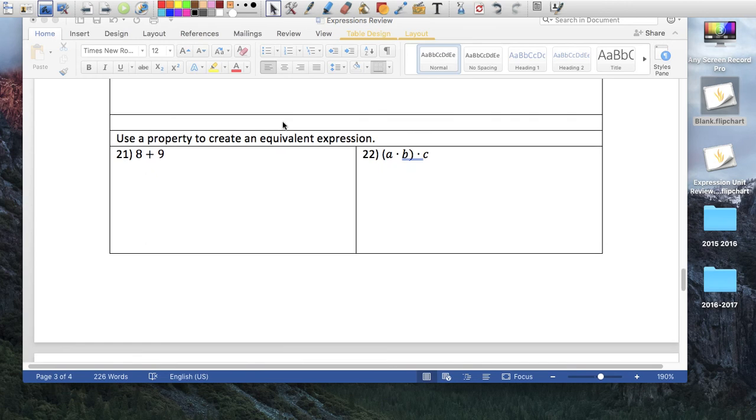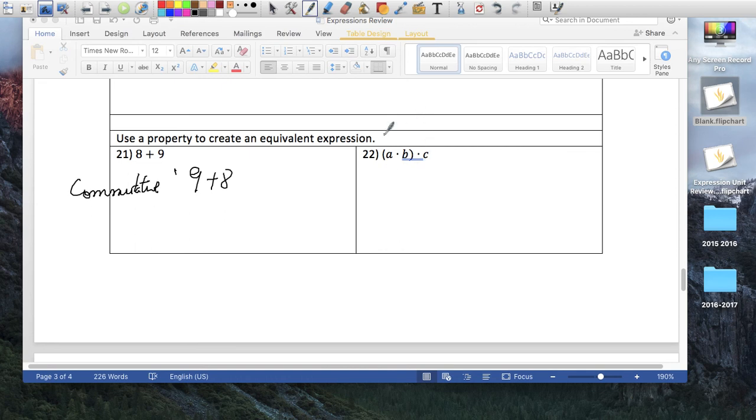And, well, the last two, this was simple. Use a property to create an equivalent expression. So here, I can create a different expression, and I will create 9 plus 8. And what property did I use? I used the commutative property. The commutative property says that if I change the order in which these two numbers are added, I get the same result. So 8 plus 9 and 9 plus 8 are equivalent expressions.